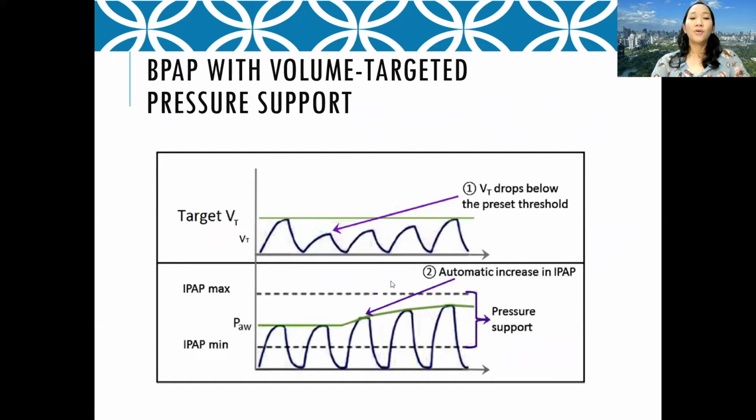So this is how volume targeted pressure support works. If the machine does not see that the targeted volume is reached, then it will slowly increase the pressure support in order to achieve that target tidal volume.